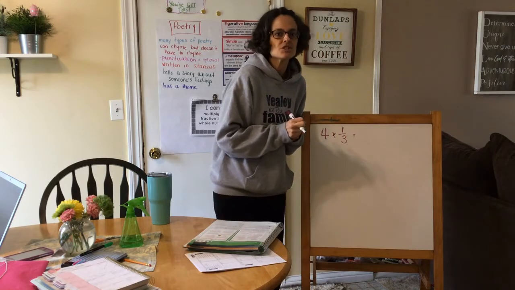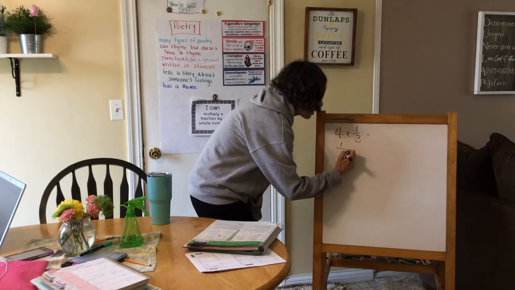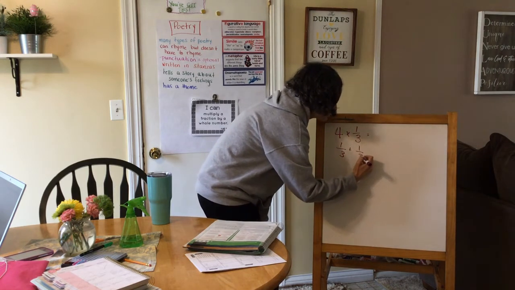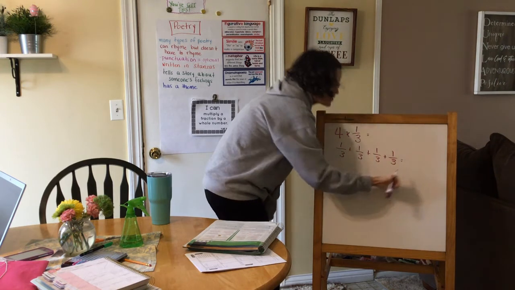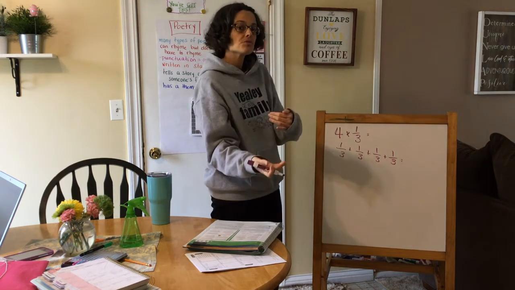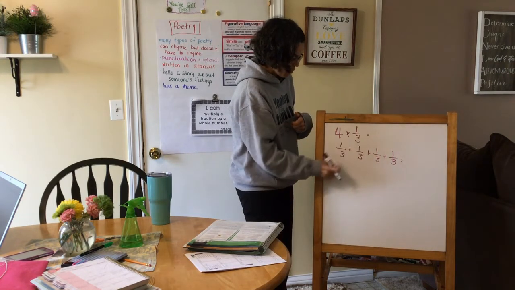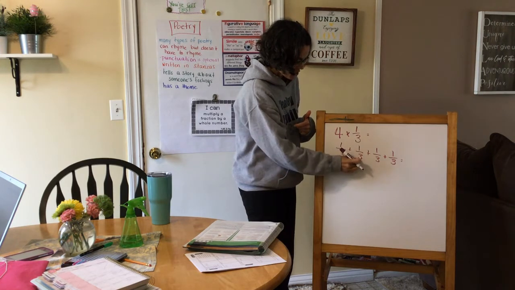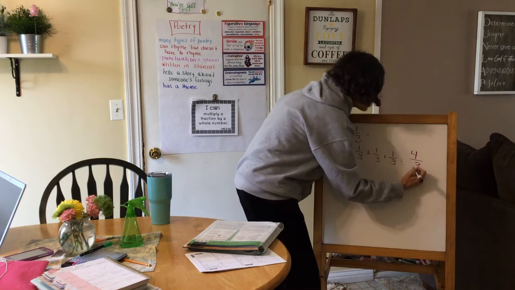All right, let's see what you came up with. If I have 4 groups of 1/3, that means I need to do 1/3 4 times. It's repeated addition, just like you would for a multiplication sentence that has just whole numbers. So 5 times 3 would be 5 groups of 3. Here I have 4 groups of 1/3. 1/3, 2/3, 3/3, 4/3. If I add them all up, I get 4/3.